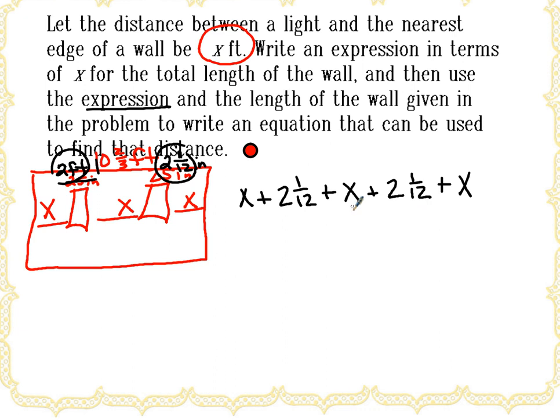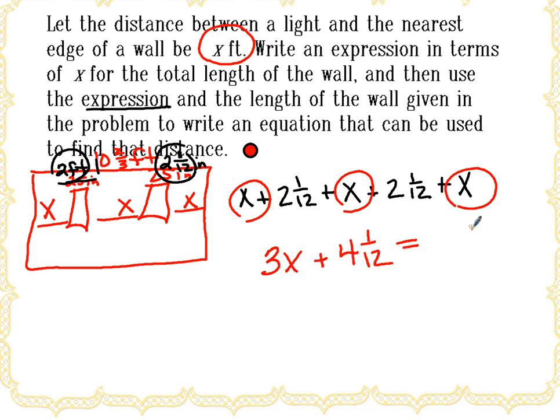Can we put any of this together? Absolutely, right? So let's go ahead and we can put our x's together. So let's take these x's, and we're going to go ahead and 3 x's. And then we can put our 2 and a 12th and 2 and a 12th together. So we get 4 and a 12th. And all together, what's that going to equal?